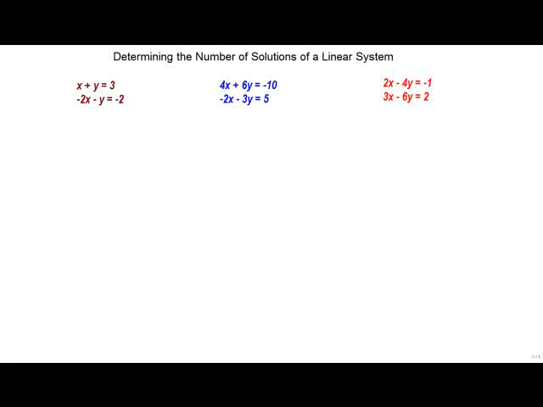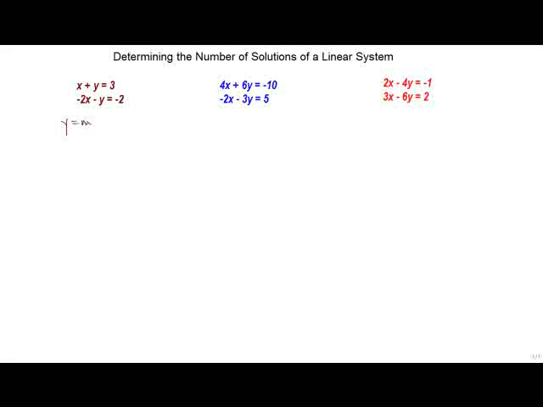So what we have here are three linear systems, and we're going to determine the number of solutions that each one of these systems has. It will either have no solution, one solution, or infinite solutions. First, we want to take each equation in the linear systems and write each in slope-intercept form to identify the slope and the y-intercept of each line. Slope-intercept form is y equals mx plus b.